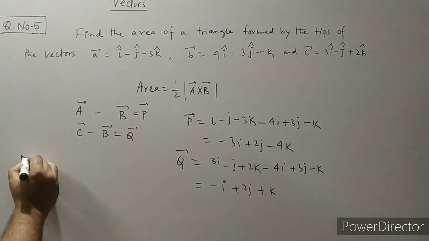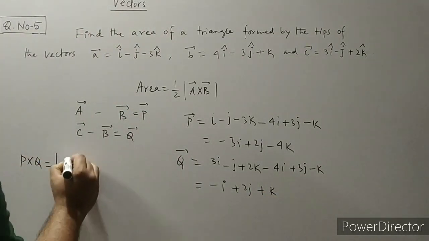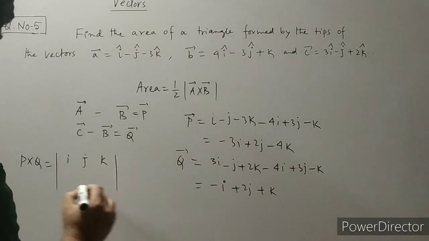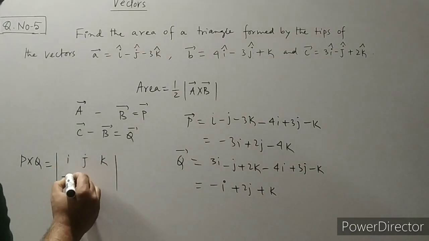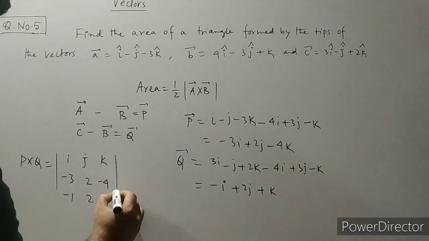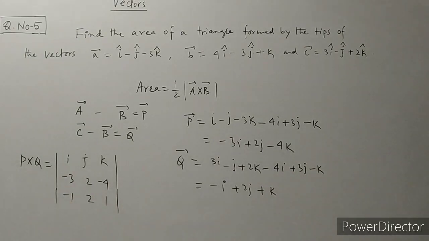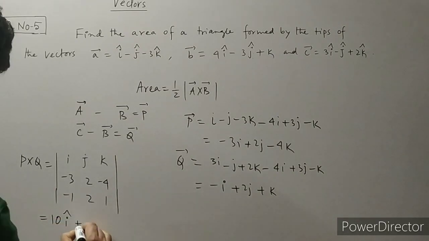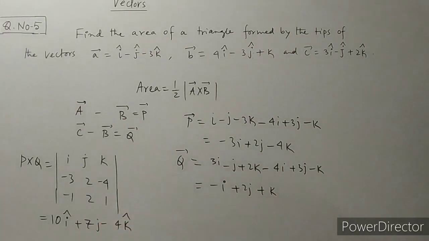So now P cross Q will be the determinant of I, J, K; minus 3, 2, minus 4; minus 1, 2, 1. Now you have to solve this determinant. I am just writing what will be the answer of this determinant. It will be 10I plus 7J minus 4K. Fine. So now we got P cross Q.